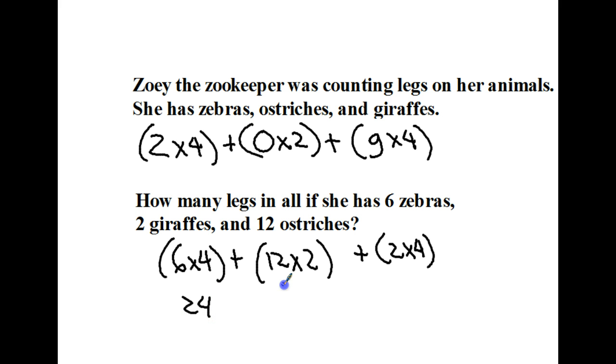6 times 4 is 24. 12 times 2 is 24. 2 times 4 is 8. So I got 2 24s and an 8. Add them up. 4, 8, 16. Carry my 1. 56 legs in all.